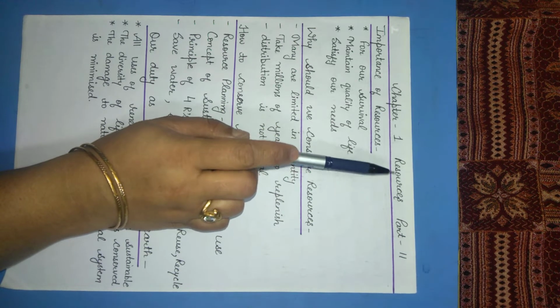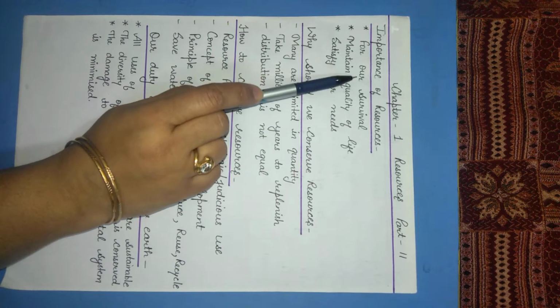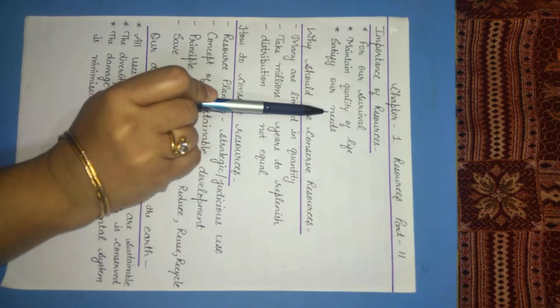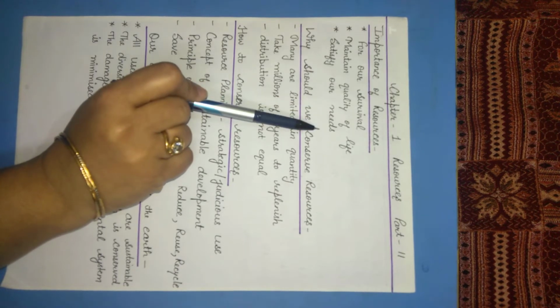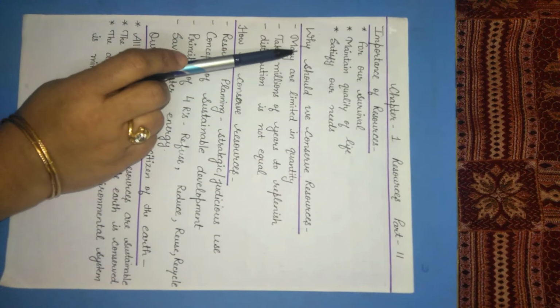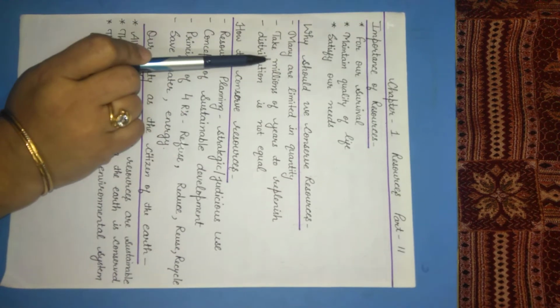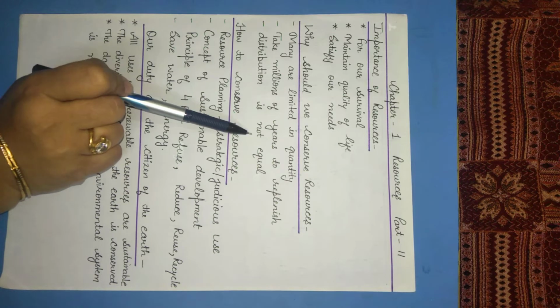In the previous section we came to know about the importance of resources, as they are important for our survival, they maintain quality of life, and they satisfy our needs. But with the passage of time, human beings have started thinking of them as a free gift of nature and overusing them, which is leading to exhaustion of these resources in the near future. They have forgotten that resources are limited in quantity, they take millions of years to replenish, and their distribution on earth is not equal.